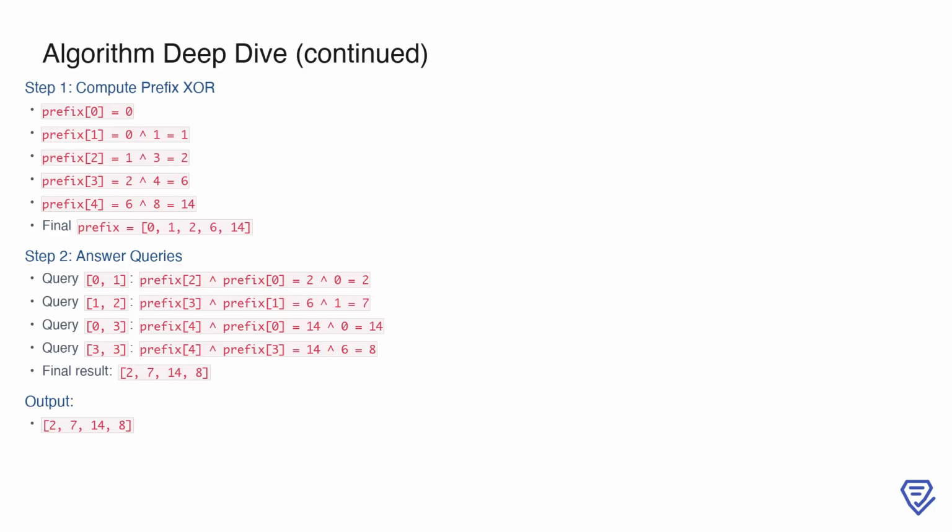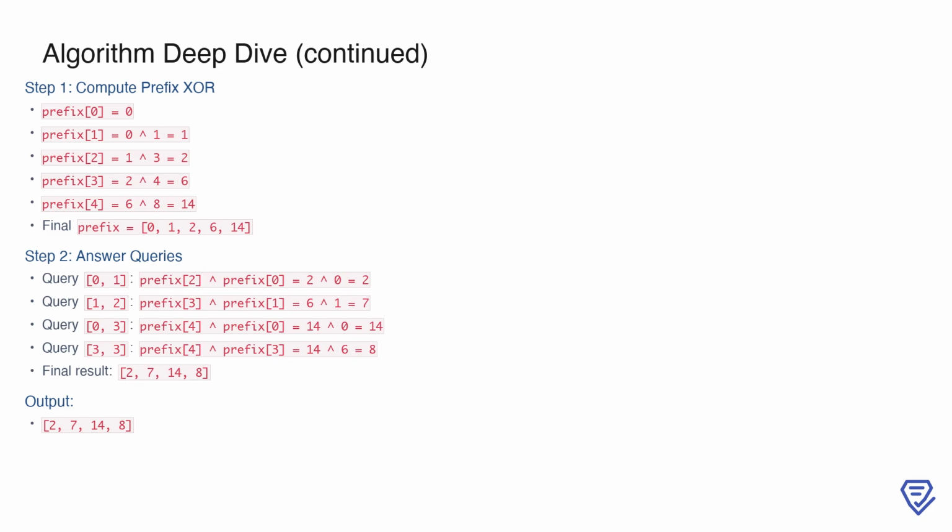Now, we use this array to efficiently answer the queries. For the first query, [0, 1], the result is prefix 2 XOR prefix 0 equals 2 XOR 0 equals 2. For [1, 2], it's prefix 3 XOR prefix 1 equals 6 XOR 1 equals 7.